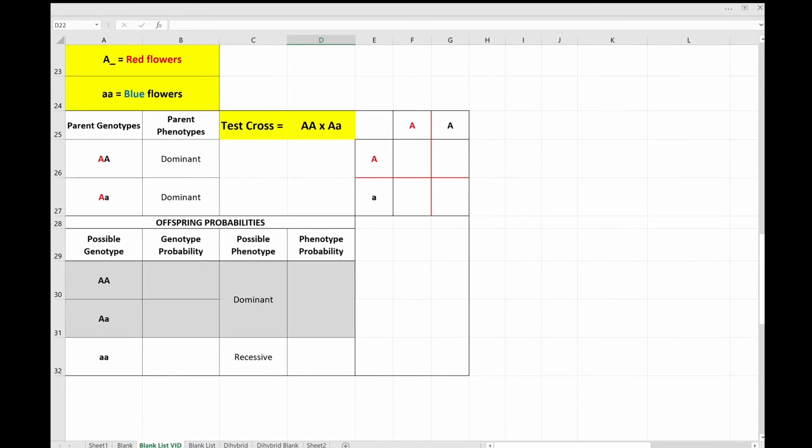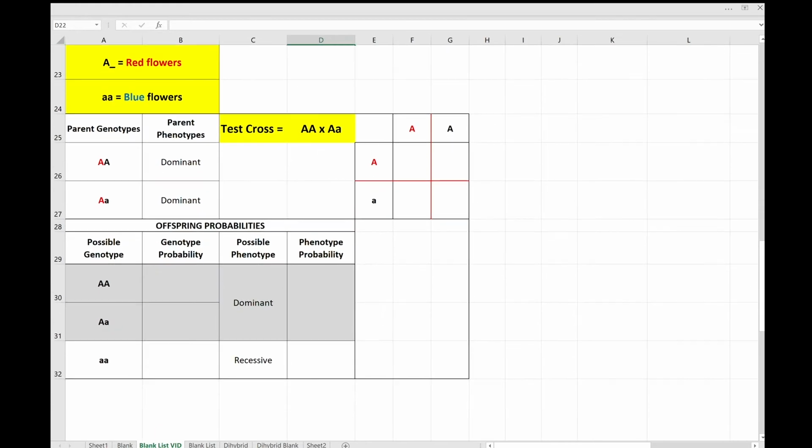Now let's do another test cross between homozygous dominant red with a heterozygous red. And you'll probably predict that all of the offspring should be red. But what about the genotypes? AA, AA, big A, little a, big A, little a. What's the probability of getting offspring that are homozygous dominant? We look here, and we see 2 out of 4.